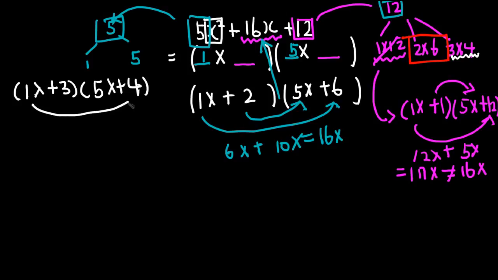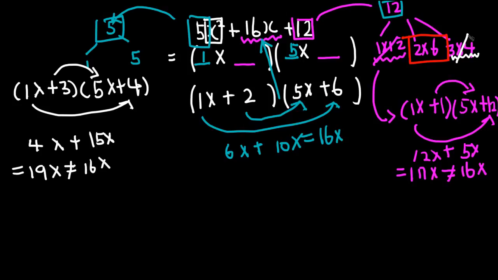1x times 4 is 4x, and then plus 3 times 5x is 15x. We're trying to see the value of the factors of 5 and 12. If we add it together, it gives us 19x, but it is not equal to 16x. So we can cancel this out from our value.